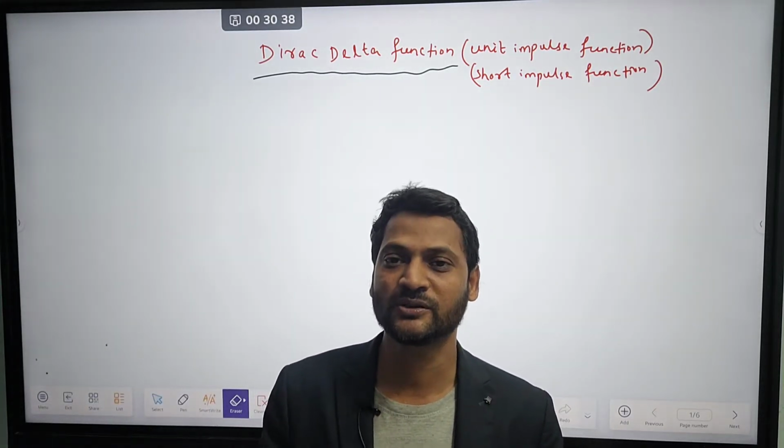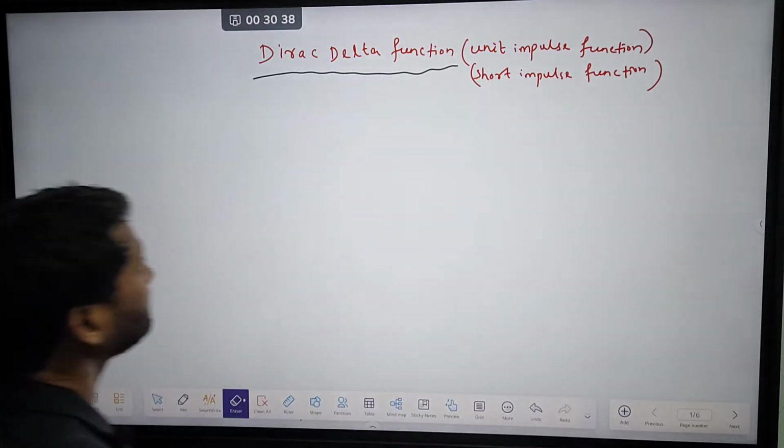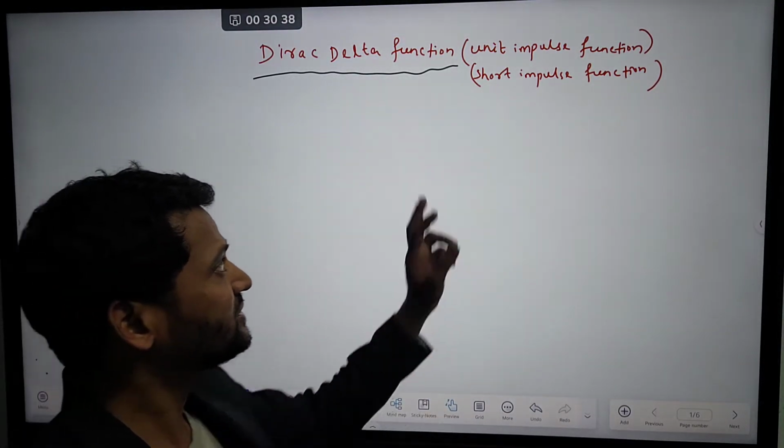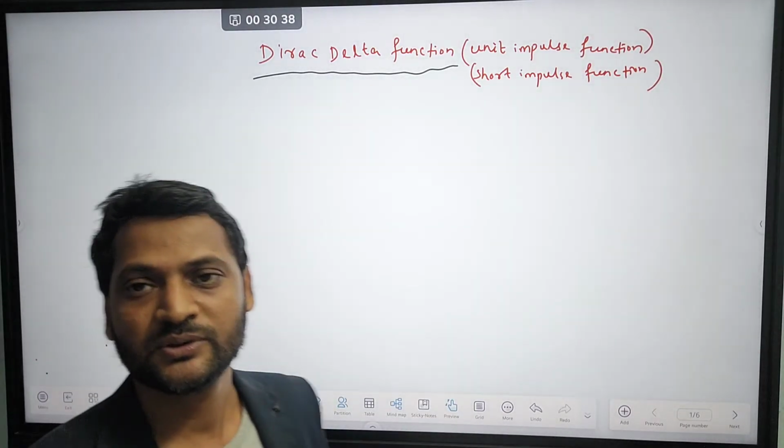So in this lecture, I am going to explain another important feature of Laplace transformation, that is the Dirac delta function, or else we can say unit impulse function or short impulse function. So without further delay, we'll start this session.